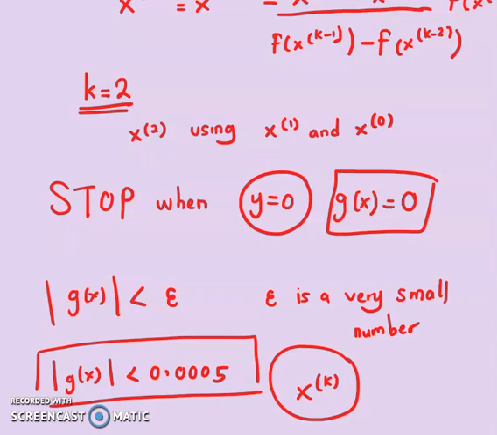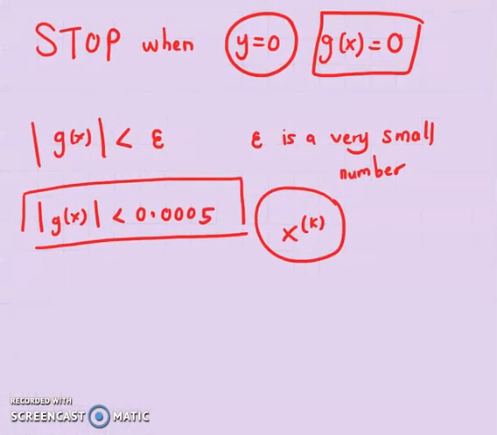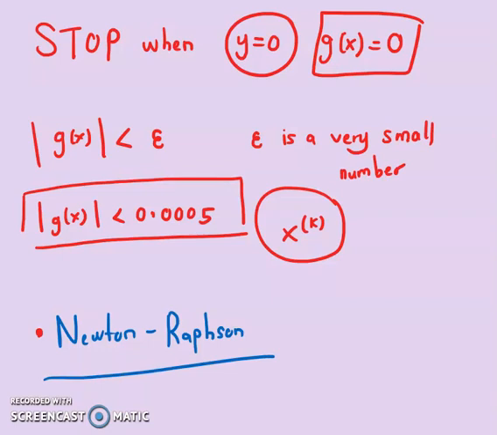So this is the secant method, and I don't have much time to explain another method called Newton-Raphson. We can look at the next video that explains this method.